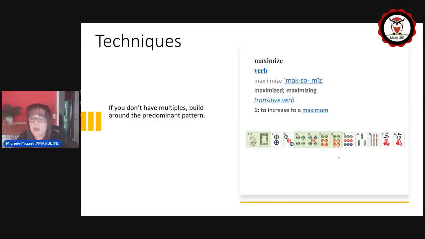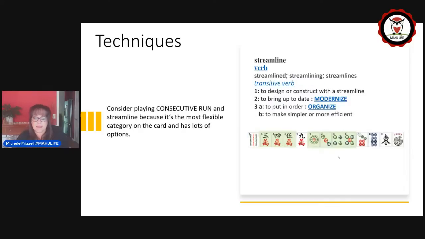We've got a 6 dot. So you just always want to reassess, because you could play a consecutive run, but you could also play 3, 6, 9, and that would use more tiles. That would be maximizing. So the last technique is streamlining.